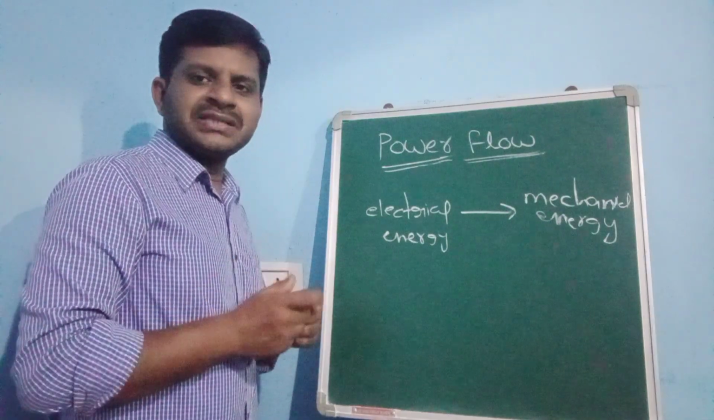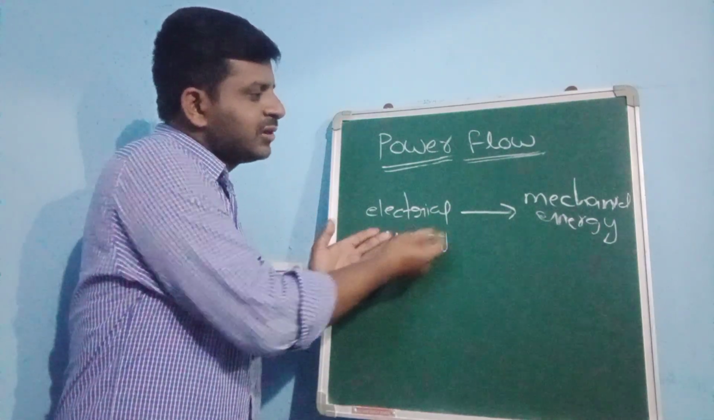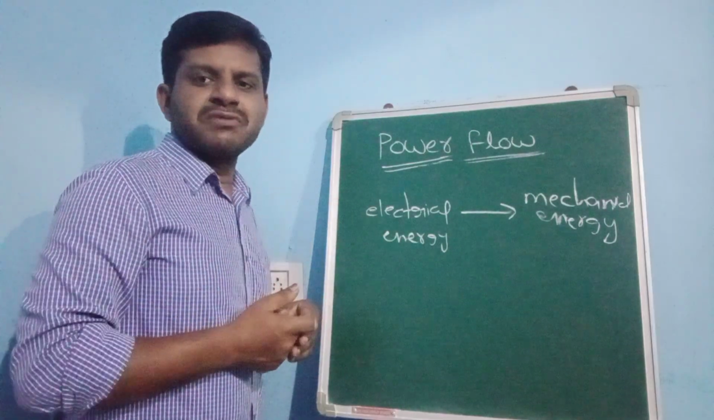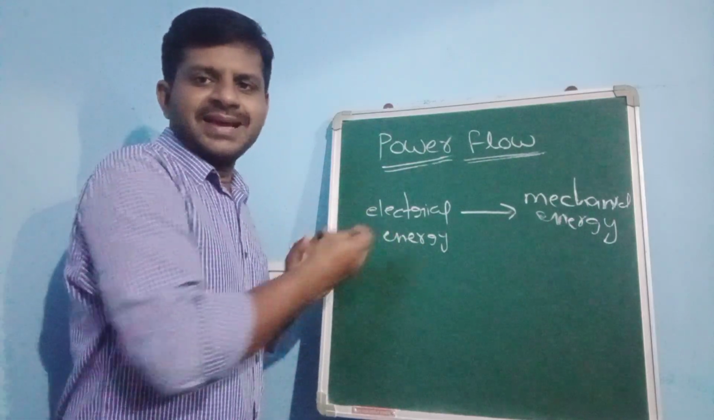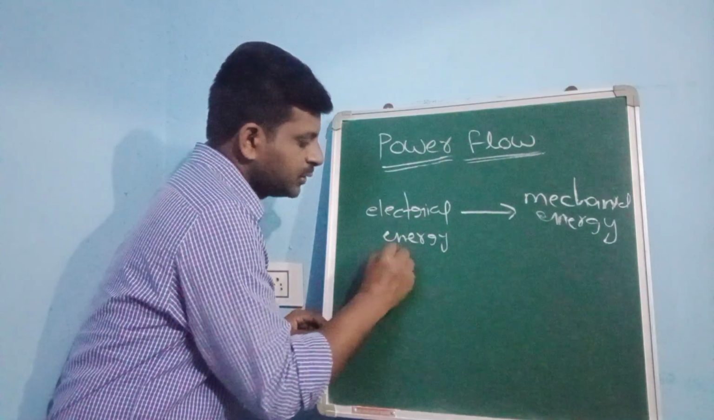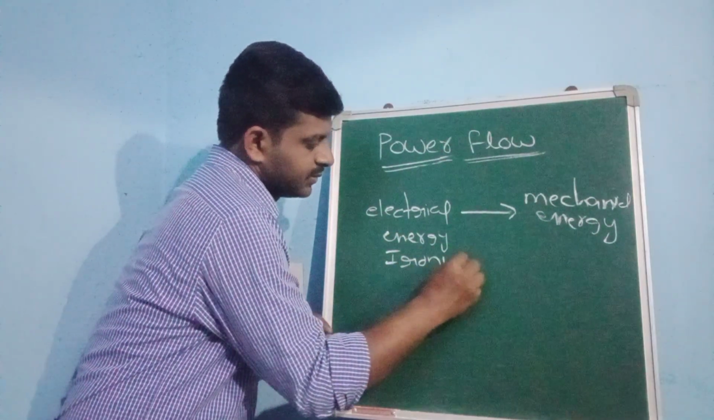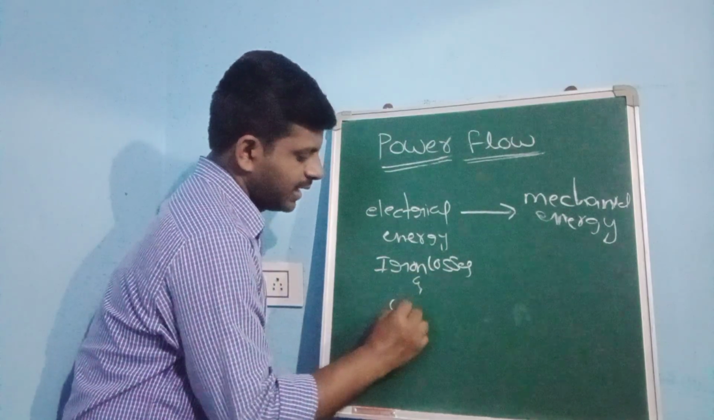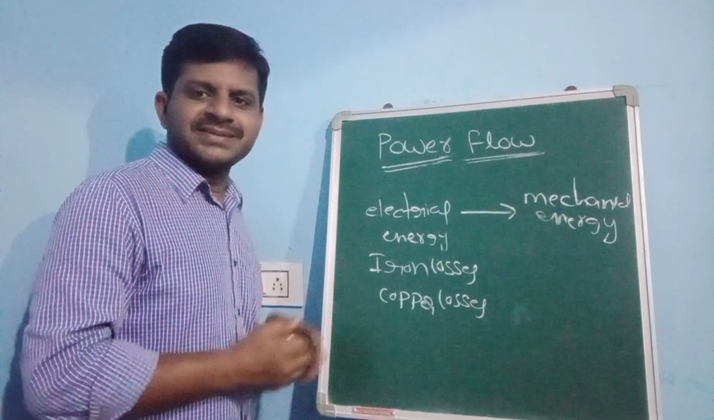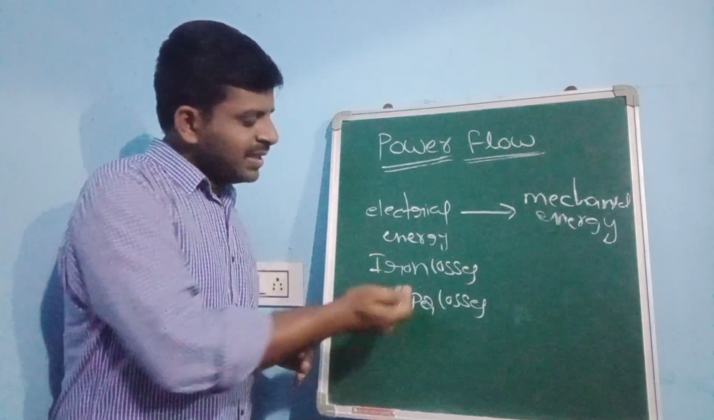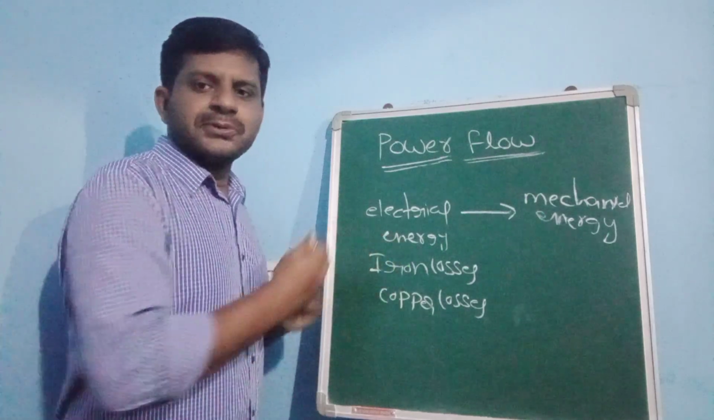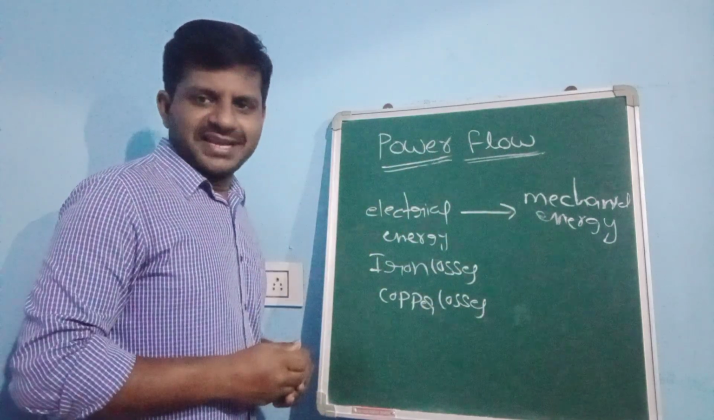Whenever the energy is converted from electrical to mechanical, at that instant there will be a huge amount of losses existing, both at the input side as well as the output side. At the input side, those are both iron losses and also copper losses. If the input supply suddenly rises, then automatically copper losses also increase. Here iron losses are the fixed losses for both the input side as well as the output side of a DC motor.